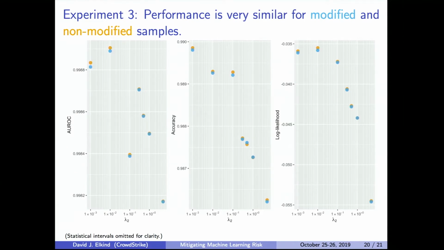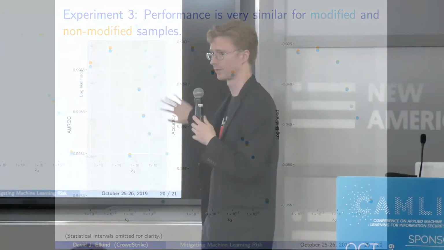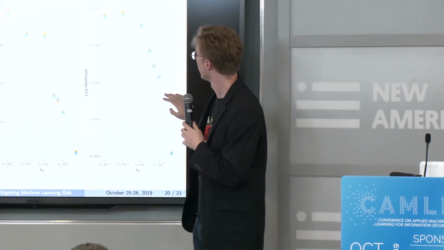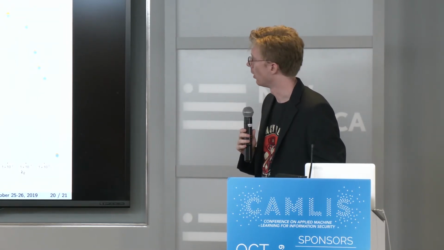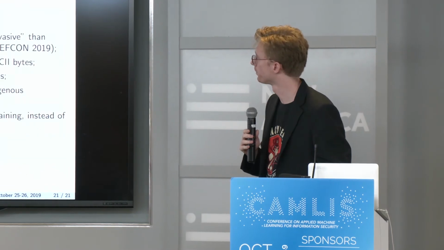The modified samples are shown in blue, and the non-modified are shown in yellow. This might be faint, but all the dots are basically right on top of each other. If I included the statistical intervals, you would not be able to really see any of the content on this graph, but they're extremely close. This tells us that we're not trading performance in this sense. We're not losing any ground on the non-modified samples.